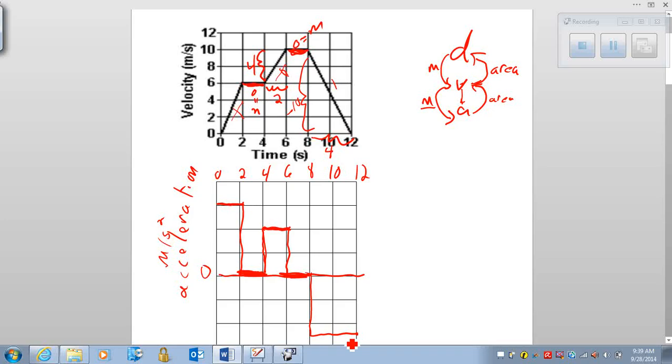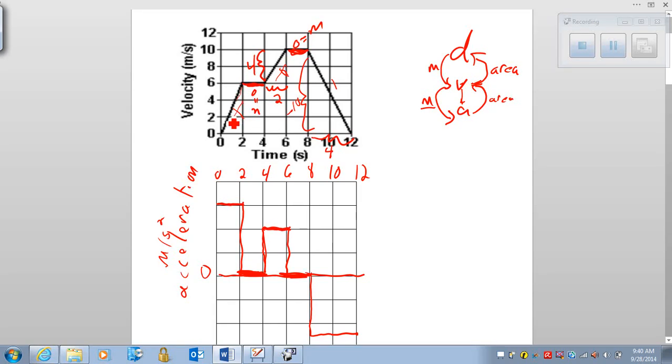Each one of these box-like shapes represents where the acceleration is. And remember, if you have constant acceleration, which we do in each one of these cases, and if you're asking yourself, well, how does she know that? It's because each one of these lines is a straight line.